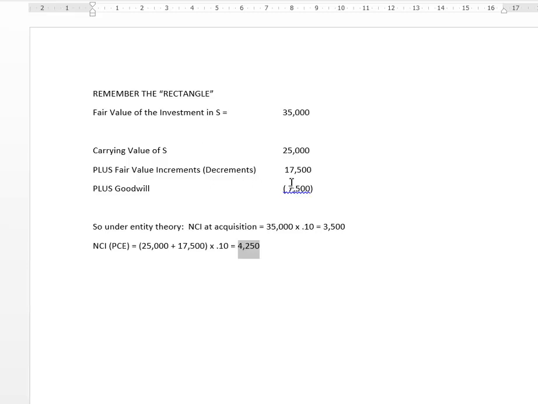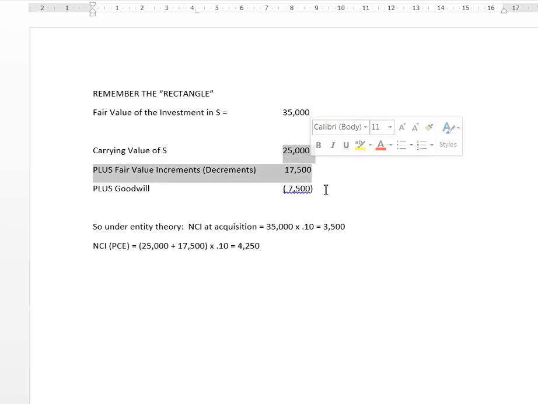So I thought it might just be a good idea to remind you of the rectangle so that you remember that NCI gets its share of the fair value of the investment under the entity theory, right? Which includes goodwill, which in this case happens to be negative. But under PCE, they only get their share of these two guys, not any goodwill. Whether that goodwill is negative or positive doesn't matter.